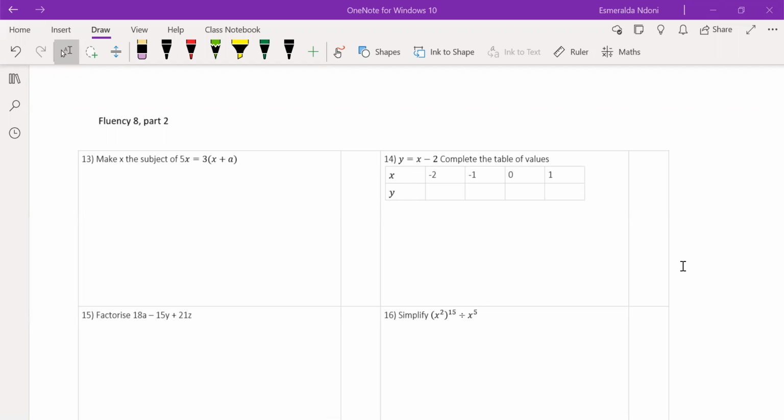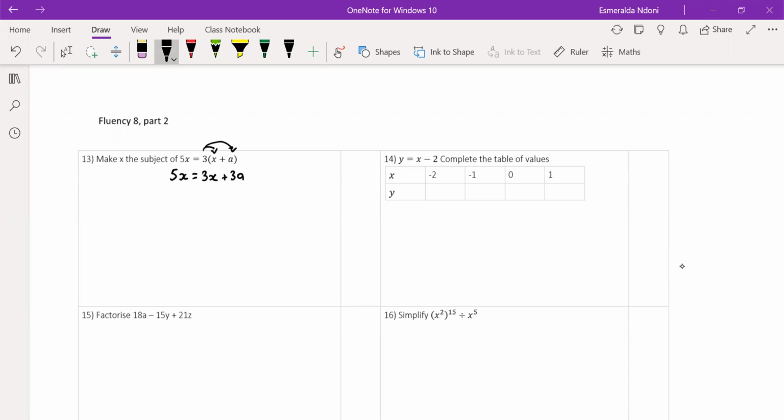Question 13. Make x the subject. As you look at the question, first thing you do is get your subject out of the brackets. So let's do that by expanding the brackets. We leave the left-hand side as it is for the moment, and we expand brackets. 3 times x, 3x, 3 times positive y, positive 3y.